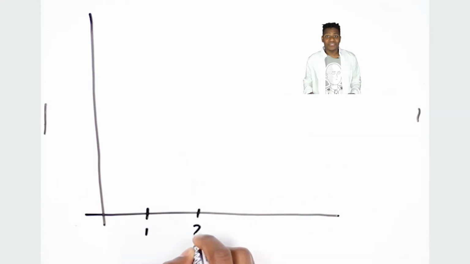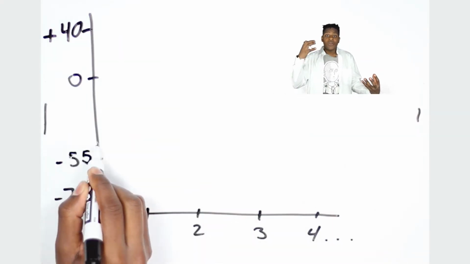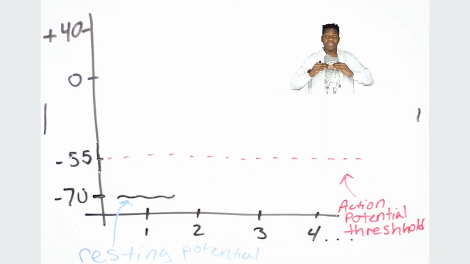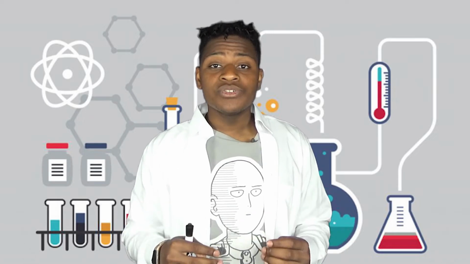So, how does all this produce an action potential? Well, I'm glad you asked. Like I mentioned, the neuron can only fire at 100% or 0%. So, there's a threshold of stimulation. This threshold must be reached for an action potential to occur, and it's usually around negative 55 millivolts in humans.